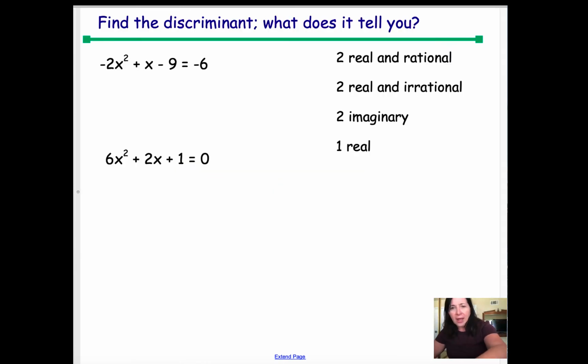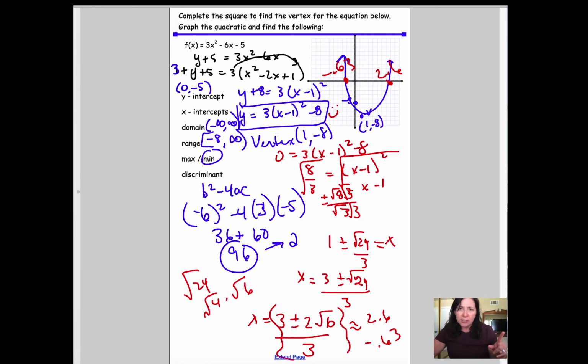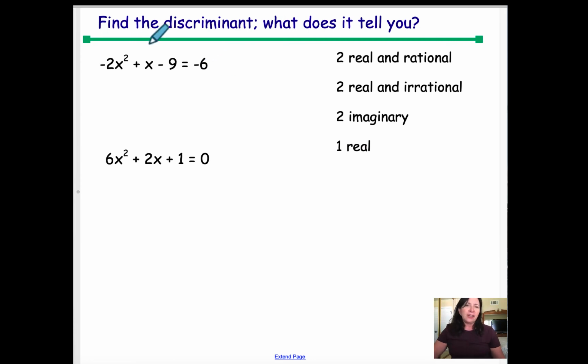Oh, I forgot one other thing which I didn't mention, which yes, you do need to know, is your axis of symmetry, right? And that's going to be x equals 1, which is the x coordinate of your vertex. So this one is finding the discriminant, and what does it tell you?